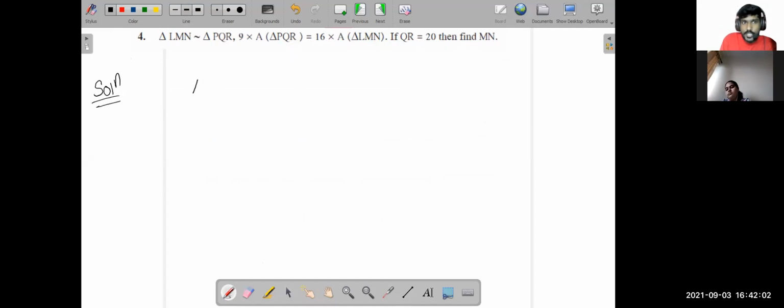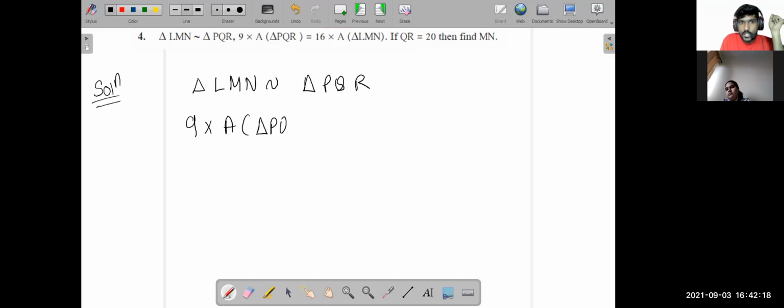So here, firstly in the question, it is given triangle LMN is similar to triangle PQR. This is given to you. Also, the next thing that is given, 9 times area of triangle PQR is equal to 16 times area of triangle LMN. This is the second thing that is given to you.